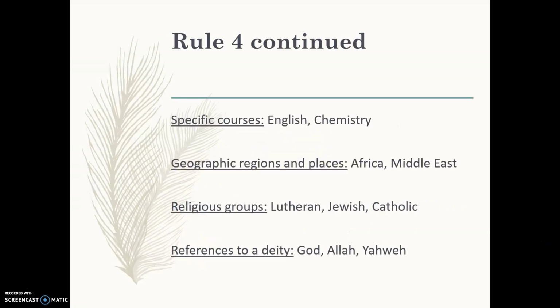Rule 4 continued. Specific courses like English or chemistry. Geographic regions and places like Africa, Middle East. Notice these are names of things. Religious groups like Lutheran, Jewish, Catholic. And references to a deity, God, Allah, Yahweh.